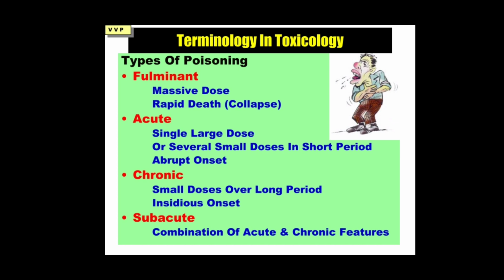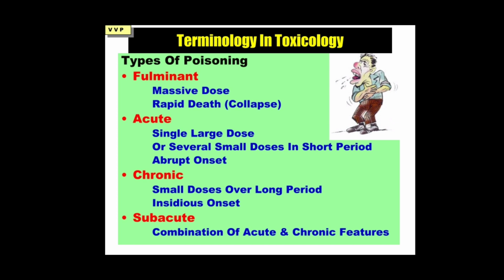Then there's something called acute poisoning, where a single large dose has been taken, though not a massive dose, or several small doses have been taken in a short period of time. There is usually abrupt onset. Then you have chronic poisoning, where small doses have been taken over a long period of time, or the person has been exposed to small doses of the poison over a prolonged period, and there is usually a gradual insidious onset with relentless progression. That is chronic poisoning. And subacute poisoning is something that has features of both acute and chronic poisoning. So these are some of the terms that can confuse a person in regard to toxicology.